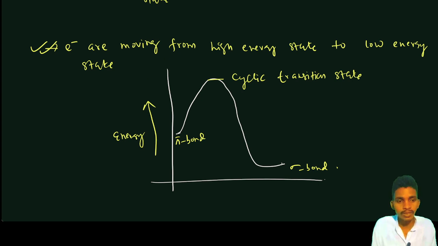So what we see here is that the electrons from these pi bonds are moving, they are going to shift like this, and they are going to these sigma bonds in the low energy states. So from here we see that to proceed the reaction we give heat, but after that they release a lot of energy and they give the sigma bonds.